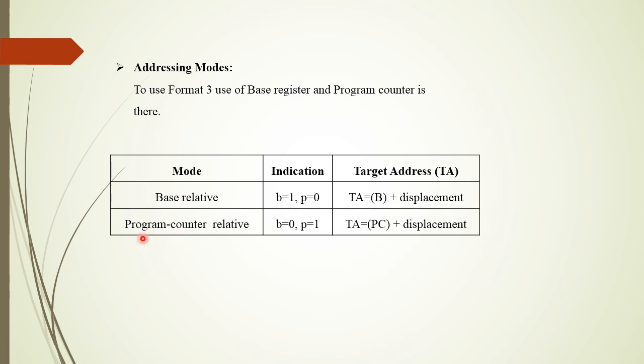This is the formula. With respect to PC relative, the B bit is set to 0 and the P bit is set to 1. The formula for the target address is PC plus displacement. So by making use of these two addressing modes, we are calculating the object code for the instructions of the SIC/XE machine. One thing you should keep in mind is that all instructions generally start with program counter relative. If the displacement does not fit PC relative, then we shift to base relative.